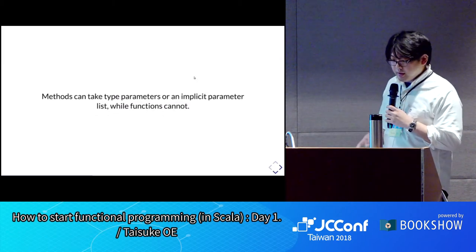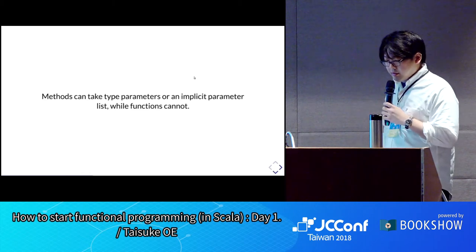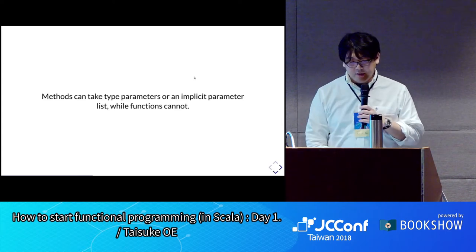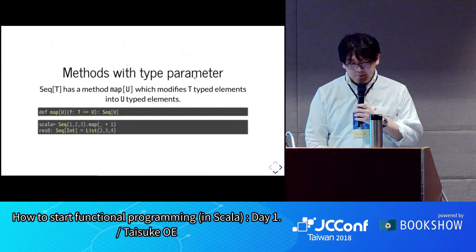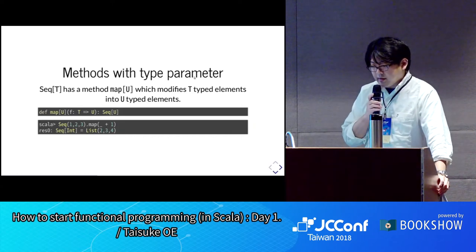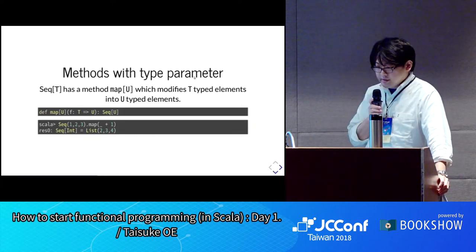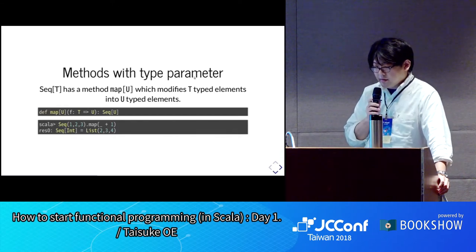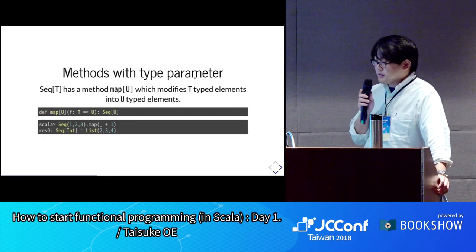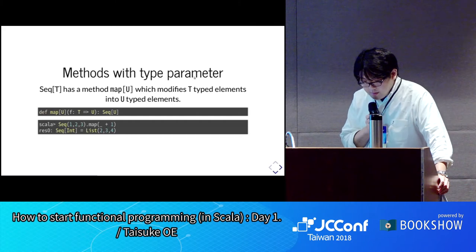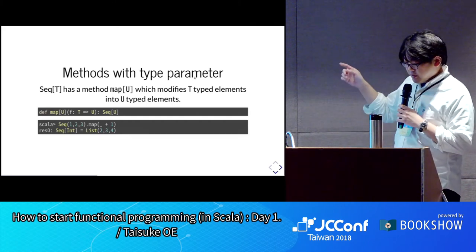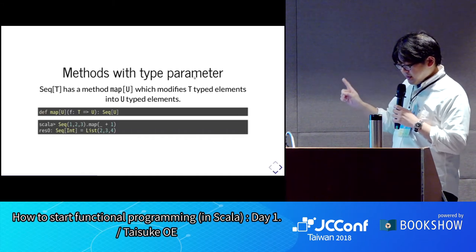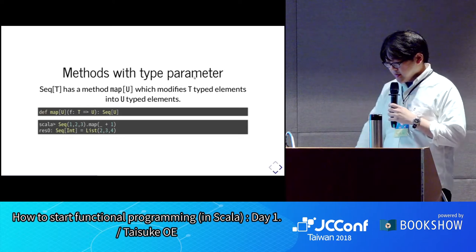Also, a method can take type parameters or an implicit parameter list. I'll show you later, while functions cannot take those kinds of things. For example, the sequence in Scala has a method map, which modifies the elements into other elements. The map method takes a Function1 as an argument. So like this, you can map a sequence of integers and just add one. Then you get the next sequence.